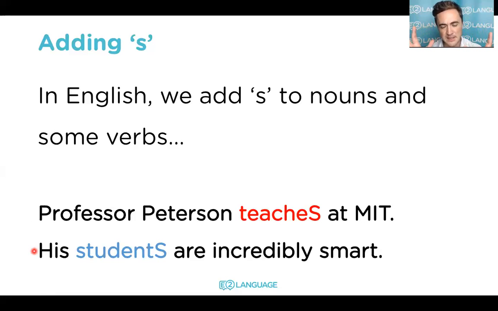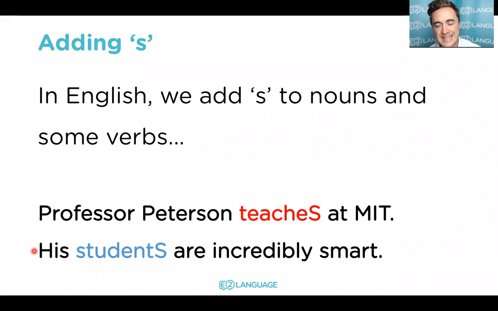So sometimes this is confusing because we add S to the verb. Sometimes it's not a noun, it's a verb. And sometimes we add S to the noun. These are two completely separate rules, okay? It's just by coincidence that we do put the S on the verb and the S on the noun. They have nothing to do with each other, okay?